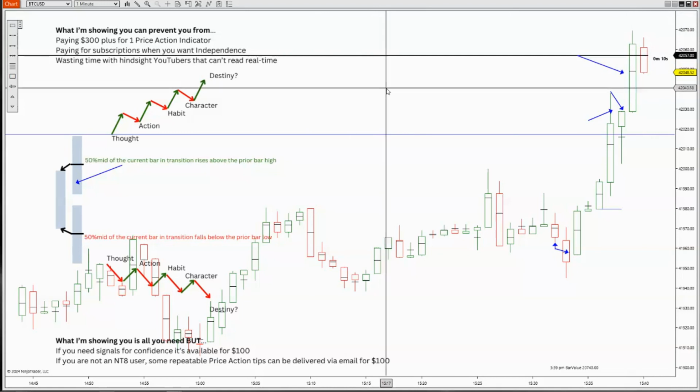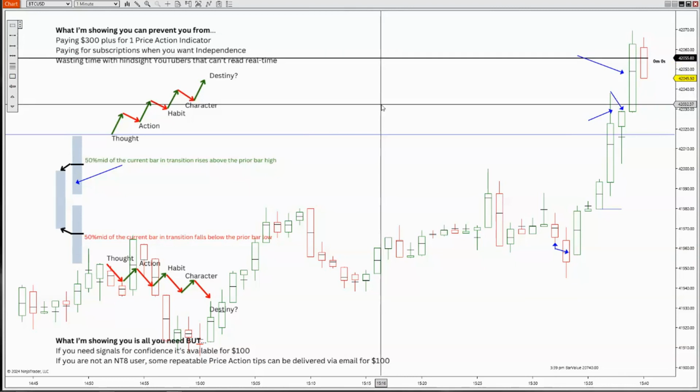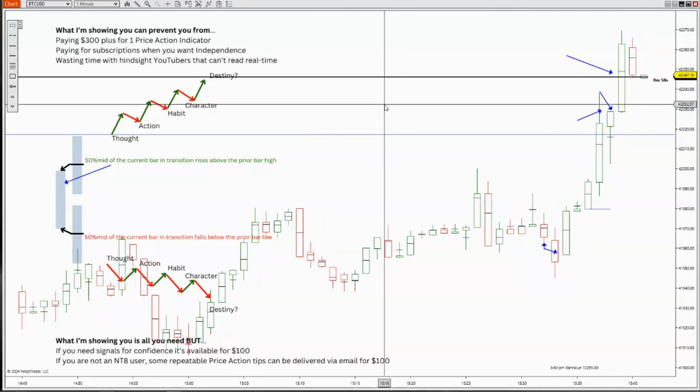And you can always do it again. It's all over the chart. So you don't have to commit to staying in a trade forever. You don't have to do that. Just take another trade. It'll happen again. So you don't have to stick around and hope that it'll keep going.